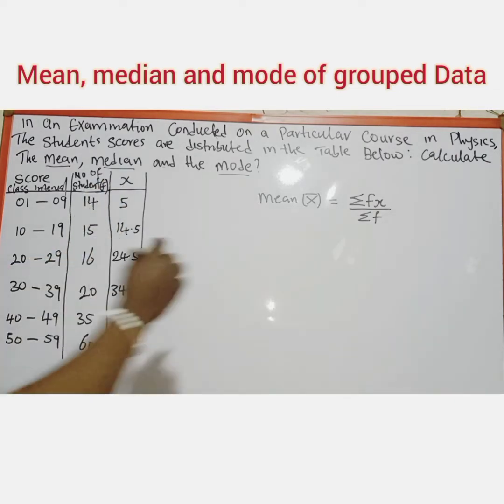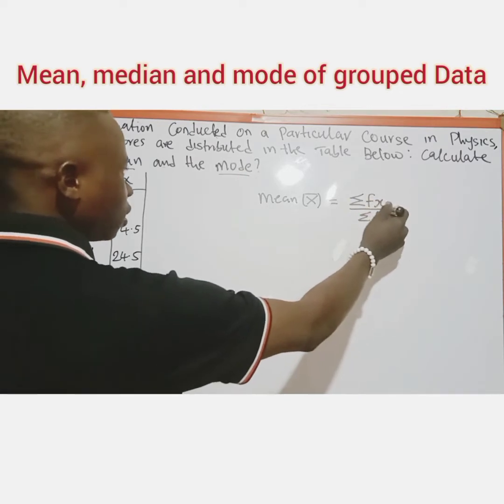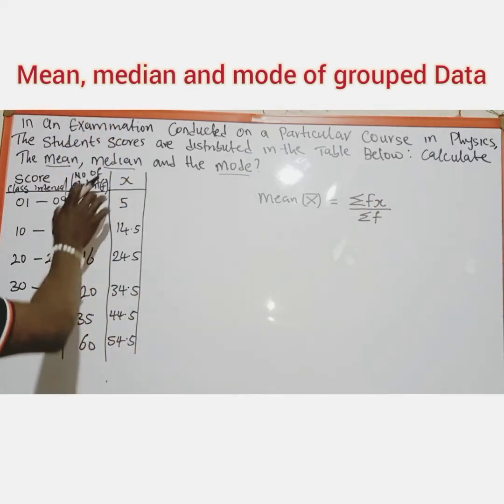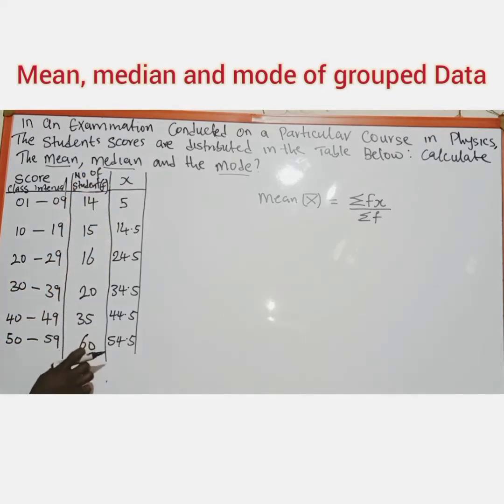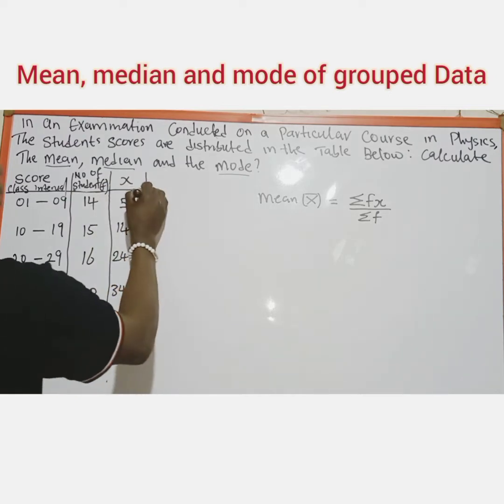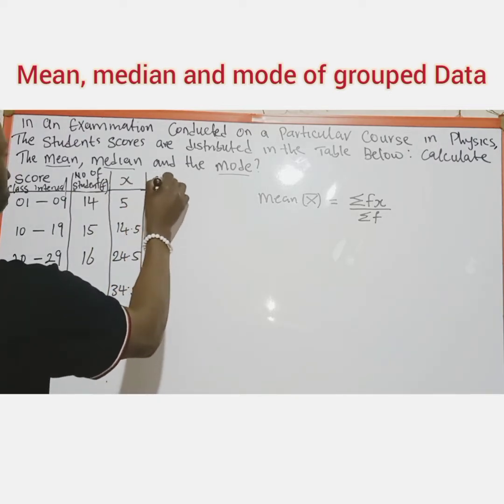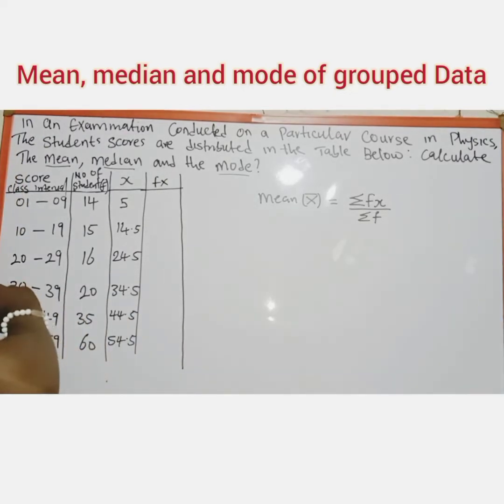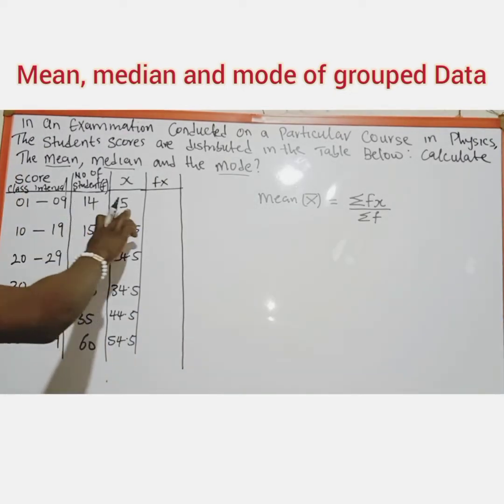And if you look at the formula, it says summation of f times x. How are we going to get our summation of f times x? By multiplying. Remember, the number of students is our frequency. So we are going to multiply this frequency by our midpoint. So I'll create another column for f multiplied by x. We are going to use this to multiply this.